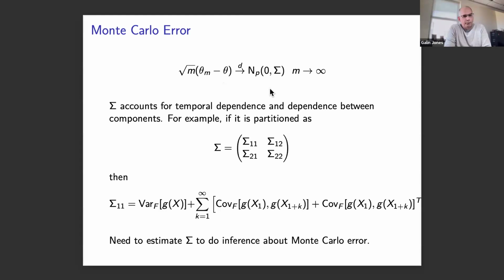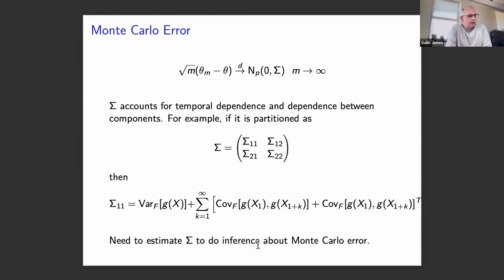So if we partition the covariance matrix in such a way that, say, sigma 1,1 is just for the vector of means, and then sigma 2,2 would be for the quantiles, and the off diagonals are the cross-correlation matrices. Sigma 1,1 is complicated enough. You have the variance of whatever thing you're trying to estimate under the target distribution plus these infinite sums of covariances.